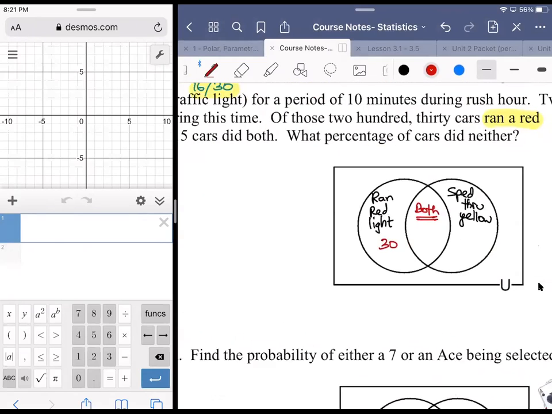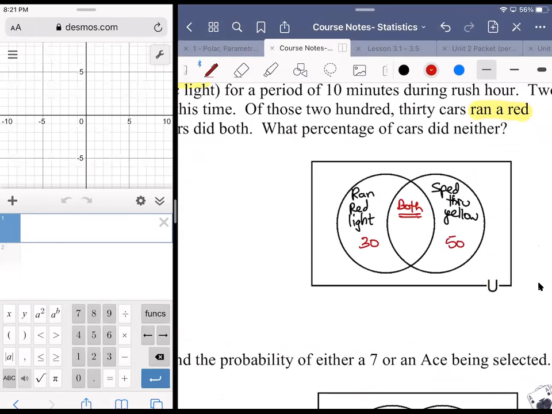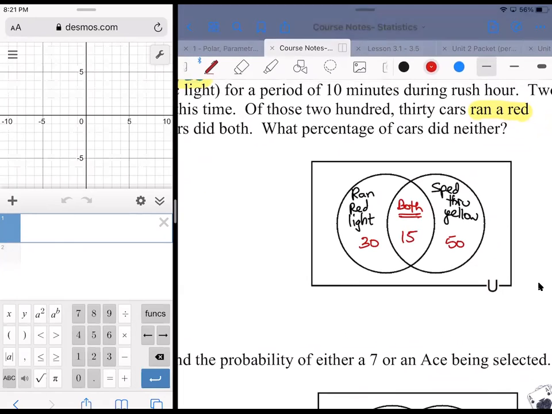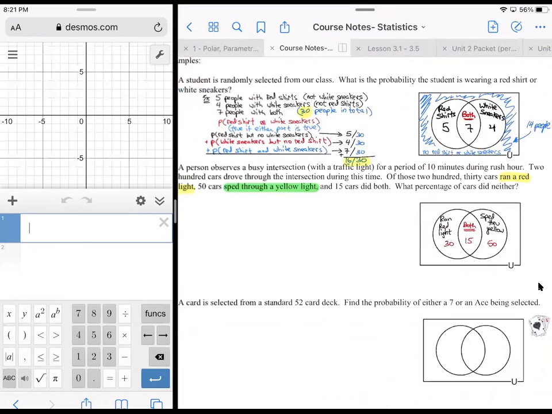50 sped through the yellow, and 15 did both. All right. Now, the phrasing of these probability questions can be very awkward.